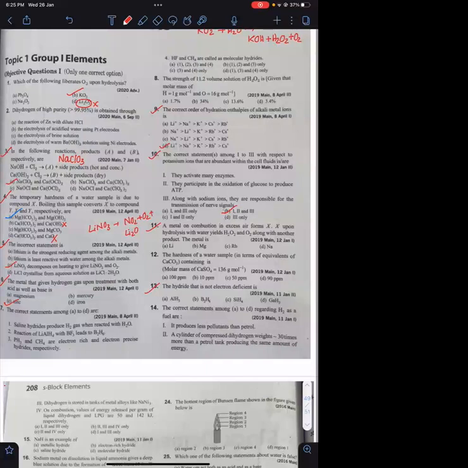Question number 11. A metal on combustion in air forms X, which upon hydrolysis with water yields H2O2, O2 along with another product. Who gives 3 products? Rb. Superoxide. Superoxide can be formed only by Rb. Okay. Group 2 elements can form only peroxide. Superoxide is not formed by group 2. And peroxide can be formed only by barium and strontium. Remember?